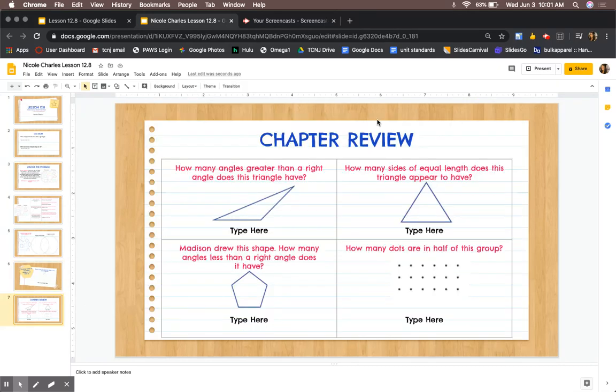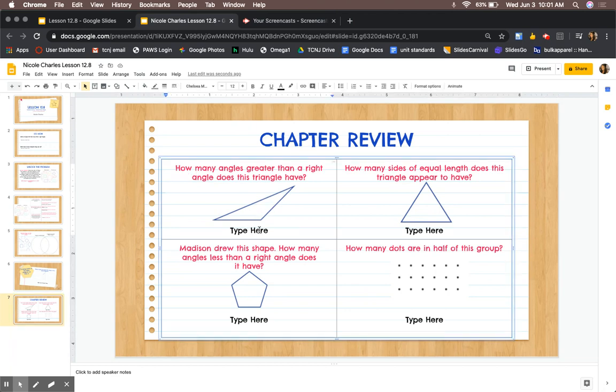So now lastly, we're just going to do a little chapter review of these four questions. So first it says, how many angles greater than a right angle does this triangle have? Click here to type your answer. How many sides of equal length does this triangle appear to have? Click here to type your answer. Madison drew this shape. How many angles less than a right angle? Less than, that's key. Less than a right angle does it have? Click here, highlight and type your answer.